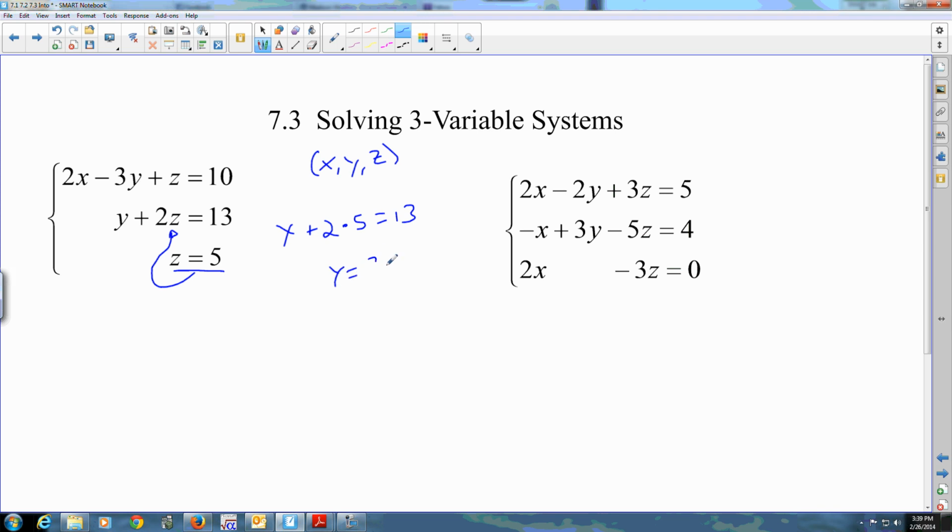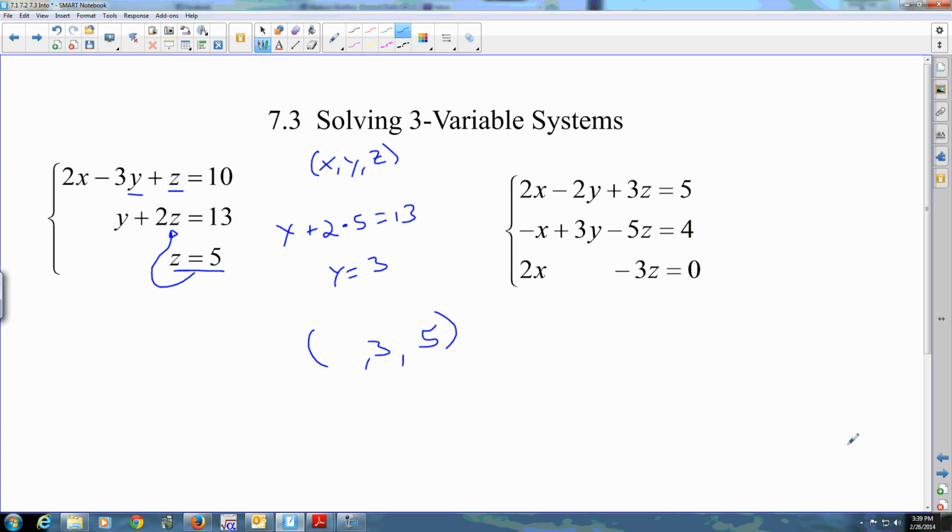So Y would be equal to 3. So far you know Z is 5, Y is 3. Now all we've got to do is find X. Well, you know these 2 variables, so you could fill them in for Y and Z in this equation and be able to solve for X. So it's called back substitution. You're just working backwards until you finally get up to the 3rd variable.